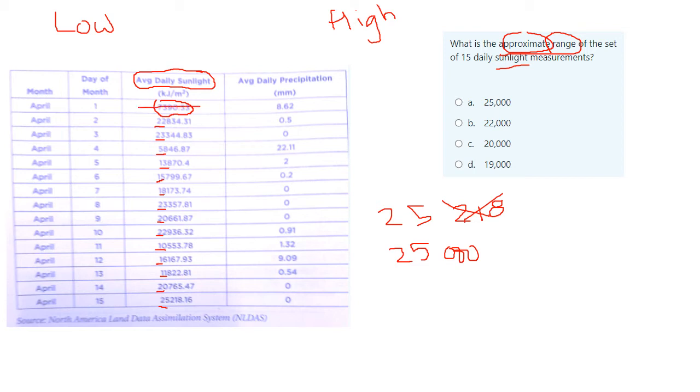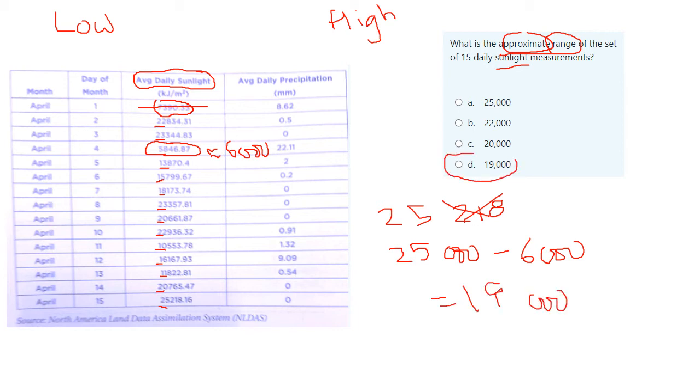Sorry, not 7,000. The lowest is 5,846. So 5,846 is almost 6,000. So 25,000 minus 6,000 gives us an answer that is 19,000. So the correct answer is answer D.